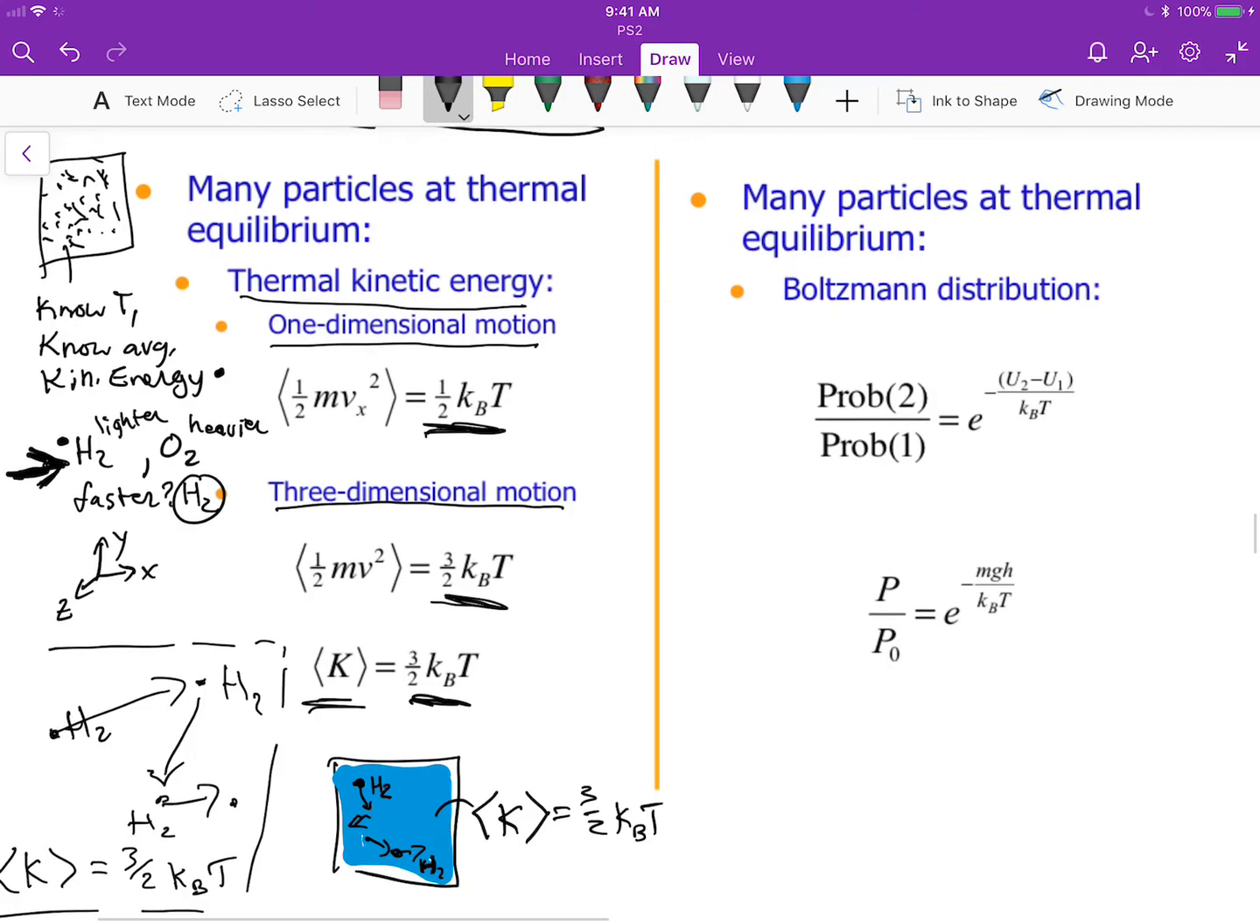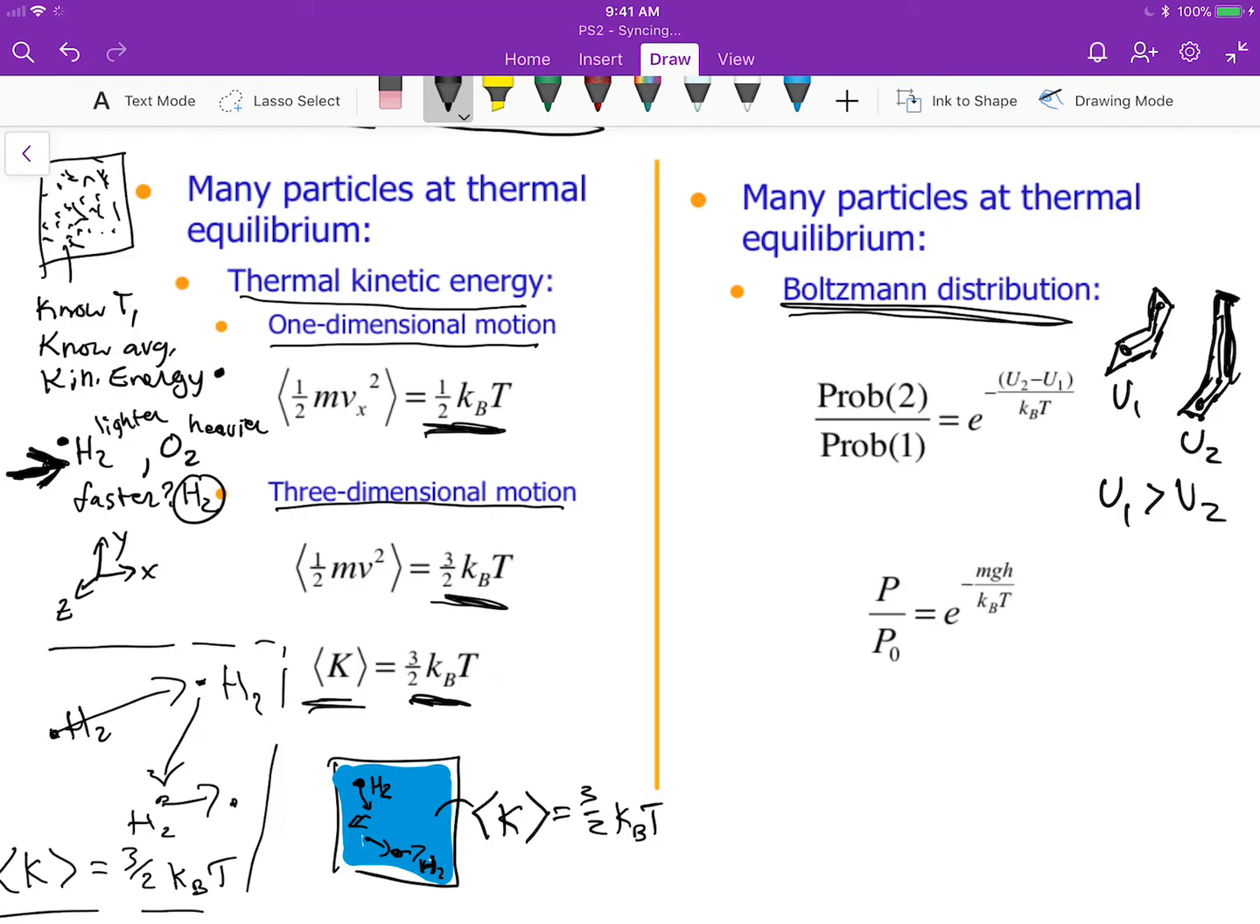Okay, so now we had the Boltzmann distribution, which you deal with when you have a molecule, and we talked about this a little bit in class. Let's say you have a molecule, and it could be in this shape, or, I'm not going to be very good at drawing this, it could be in this shape. Let's say this has some energy U1 and this has some energy U2, and each of these is some sort of molecule, just made of atoms. And U1 is greater than U2.